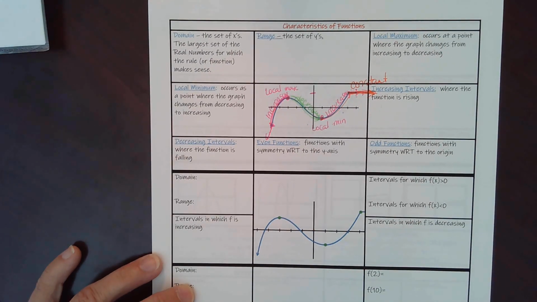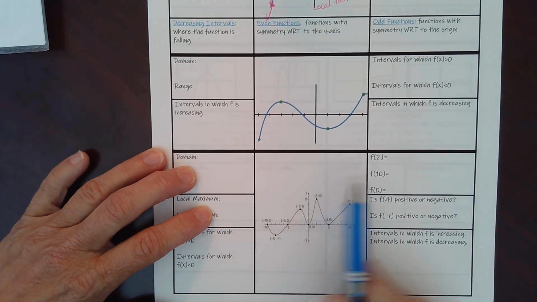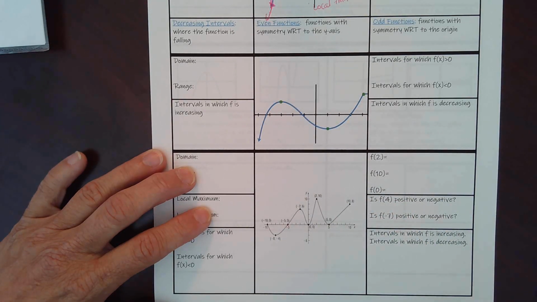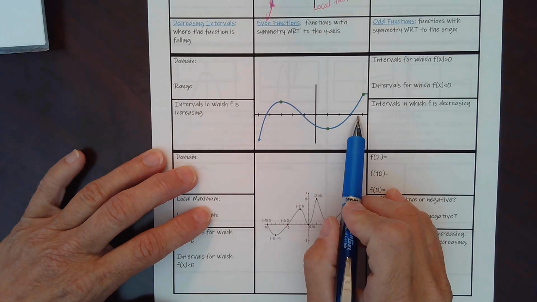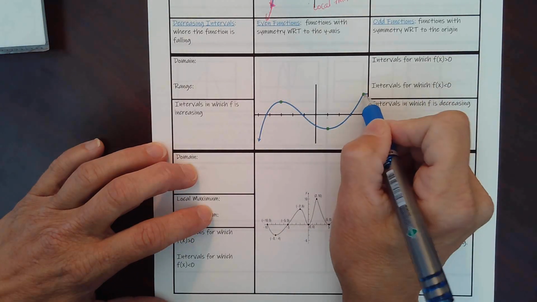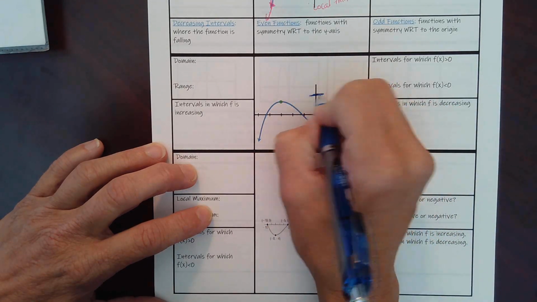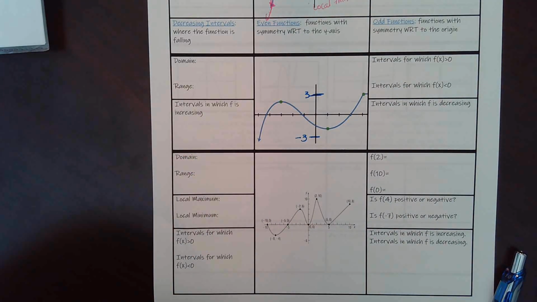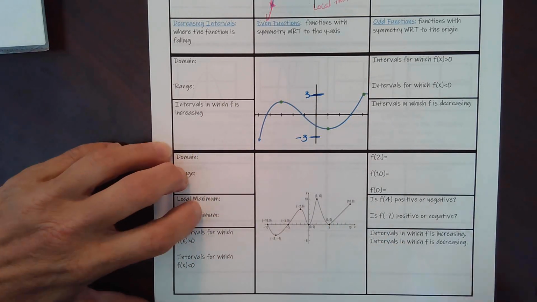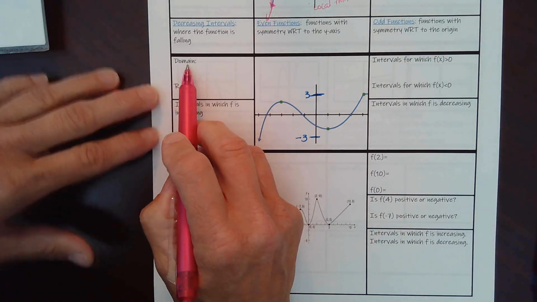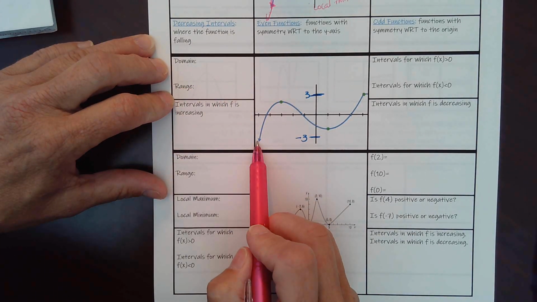All right, so now let's take that same graph and let's go ahead and identify some of the things that we wanted to identify. Let's say the x-axis is marked by ones, and we'll say the y-axis is -3 and this is +3. So let's go ahead and identify the domain and the range. So the domain, remember, is the values of x that belong to this function.